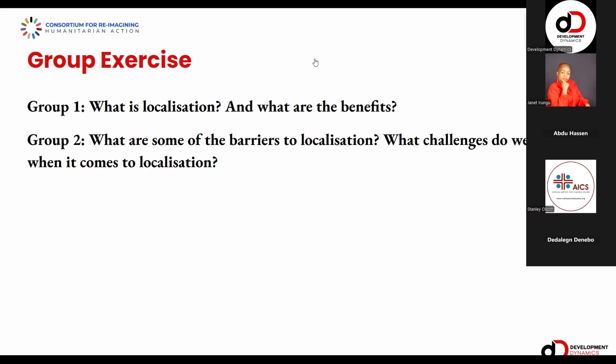Yeah. Oh, and also Denebo says that there's a need to do advocacy organization. Absolutely. Stanley, thank you for the comment.